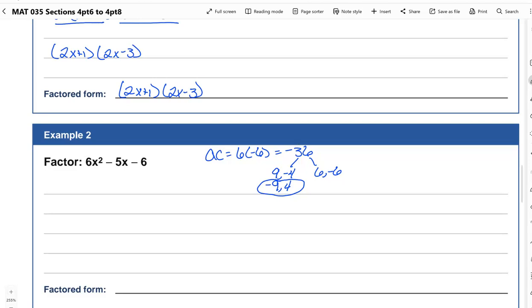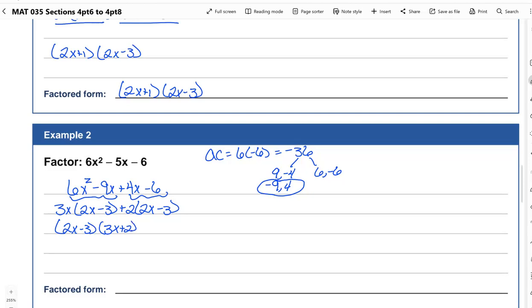So I'm going to do my rewrite. 6x squared minus 9x plus 4x minus 6. I'm going to group. First two have a 3x in common, leaving us with 2x minus 3. Second two have a 2 in common, leaving us with 2x minus 3. So this factors into 2x minus 3 times 3x plus 2.